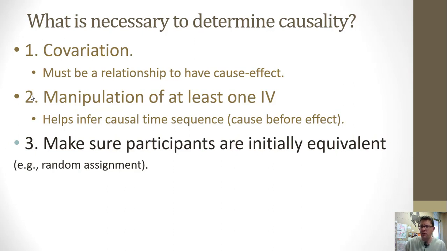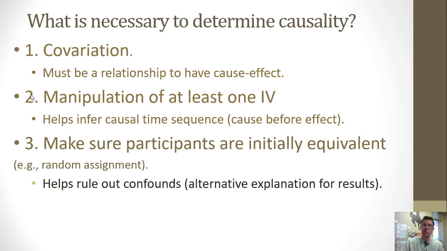Was it exposure to the violent video clip, or is it just the fact that they were already more aggressive to begin with? If I know my groups are initially equivalent before my study starts on aggression, then I can rule that out as a possible explanation for my results. This is another way of saying a confound.